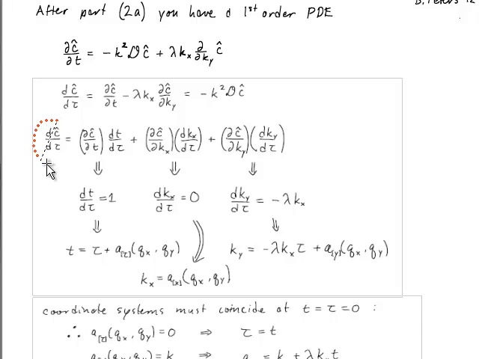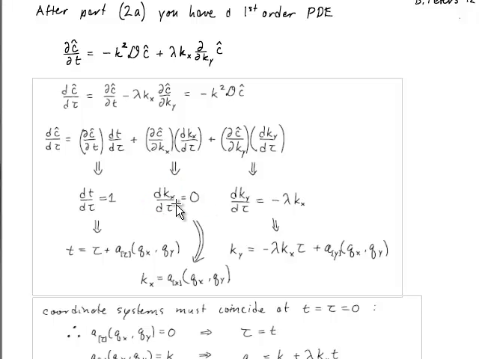if I want this to be true, then I have to think about the derivative of c hat with respect to a new variable tau. If I do that expansion, I've got dc hat dt, dt d tau, and dc hat dkx, dkx d tau, and dc hat dky, dky d tau. The only way to make this total derivative expression be the same as the equality here is to choose that dt d tau is equal to 1. That is, the coefficient on this term is 1. The coefficient on this term should be 0.